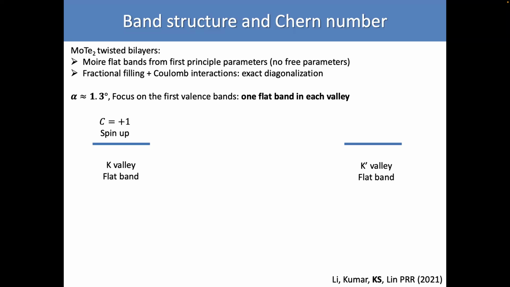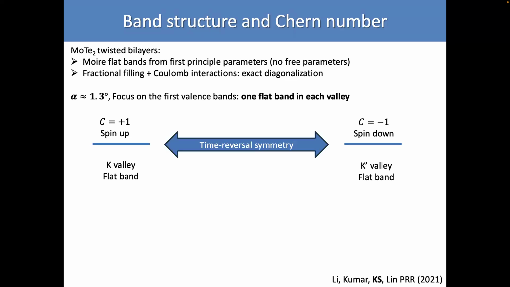For the K prime valley, the flat band has opposite spin, spin down, and opposite Chern number, -1. Oh, I should mention that these are actually hole bands. So this is actually the valence band, so we should dope holes. This is hole doping. And the reason these two valleys have opposite spin and opposite Chern number is because of time reversal symmetry. Time reversal symmetry connects these two valleys, so they must have opposite Chern number and opposite spin.